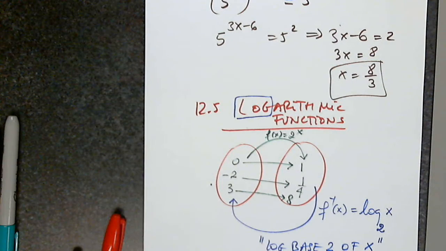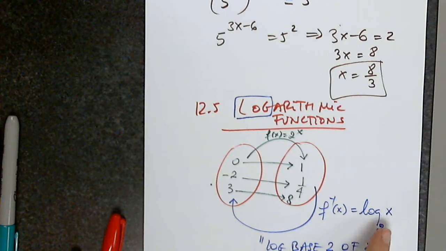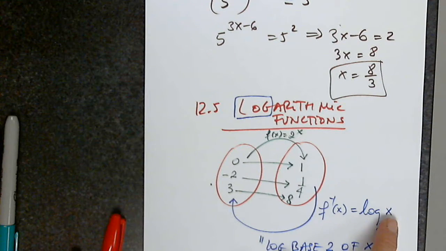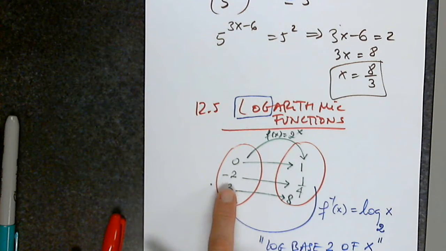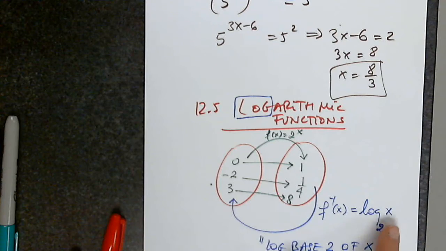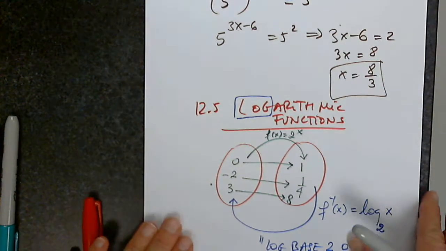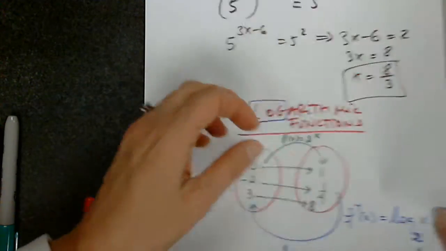And now you should say, show me. Show me that when you apply log base 2 to 1, you get 0. Show me that when you apply log base 2 to 1/4, you get -2. And when you apply log base 2 to 8, you get 3. And this is what I'm going to do next. I'm going to show that to you.